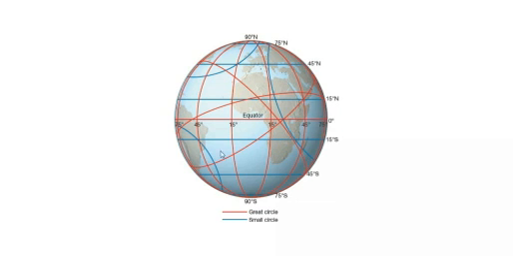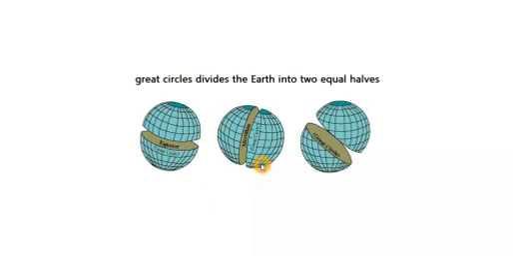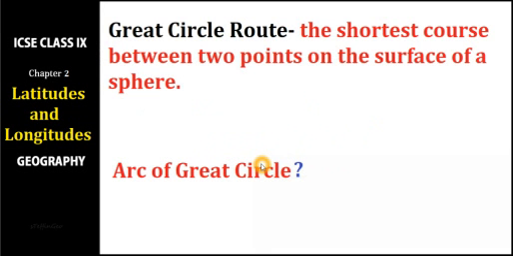Now here, all these red lines are great circles, right? All the longitudes, then the equator, and these lines are all great circles, and all great circles can divide the Earth into two equal parts. Now, great circle route: it is the shortest distance between 2 points on the surface of the Earth. Great circle route means the shortest course between 2 points on the surface of a sphere. In the case of Earth, it is the shortest distance between 2 points on Earth.